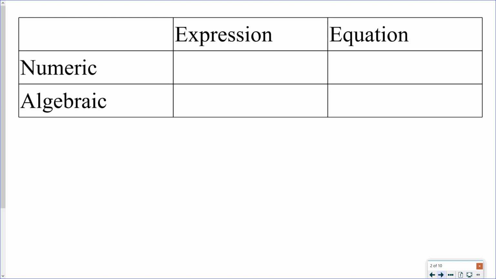So first, it's important to know the difference between an expression and an equation, and to know the difference between if it's numeric or algebraic. Numeric expressions and equations only use numbers. Algebraic expressions and equations must include at least one variable. They can include more than one, but they must have at least one.